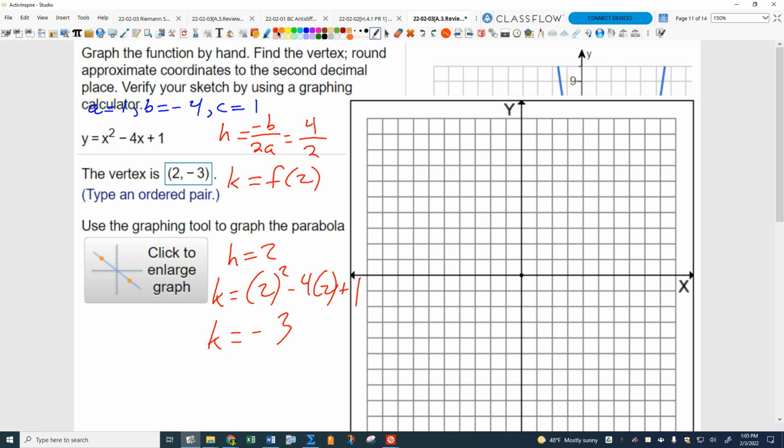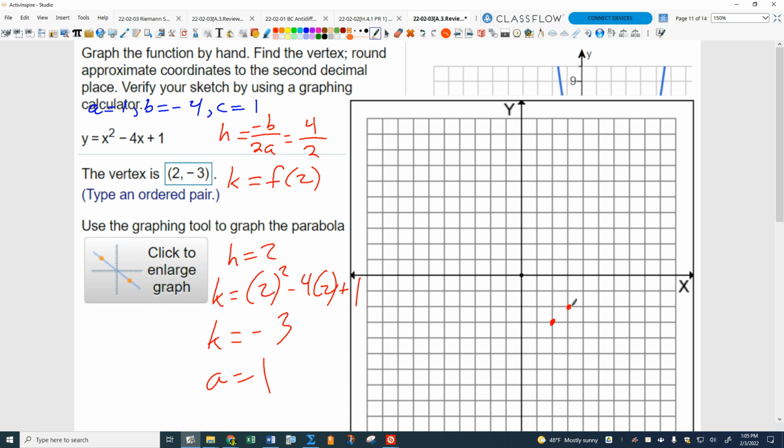So the vertex is at over 2, down 3, right? And then what's the value of A? It's just 1. Good. So if A is 1, then it's just a regular parabola. Over 1 and up 1. That's it. Over 1 and up 1.